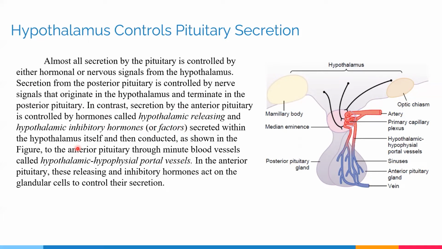are secreted within the hypothalamus itself and then conducted, as shown in this figure, to the anterior pituitary through minute blood vessels called the hypothalamic hypophyseal portal vessels. In the anterior pituitary, these releasing and inhibitory hormones act on glandular cells to control their secretion.